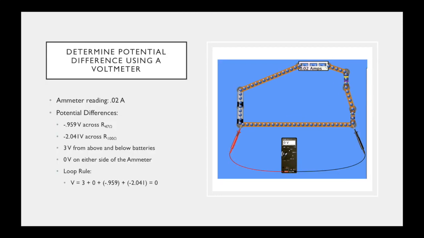In this circuit, the ammeter read 0.02 amps, and the potential difference measured using the voltmeter was negative 9.59 volts across the resistor with 47 ohms, negative 2.041 volts across the resistor with 100 ohms, and 3 volts from above and below the batteries, and 0 volts on either side of the ammeter. This satisfies the loop rule, where the sum of the potential difference is equal to 0.